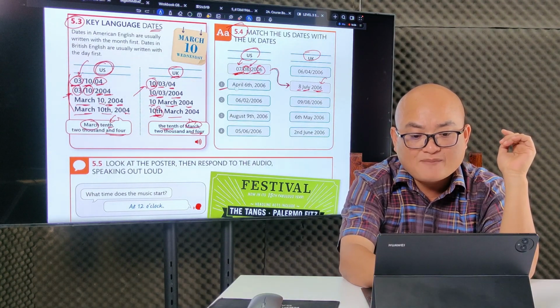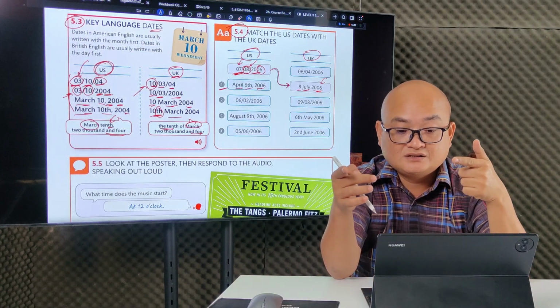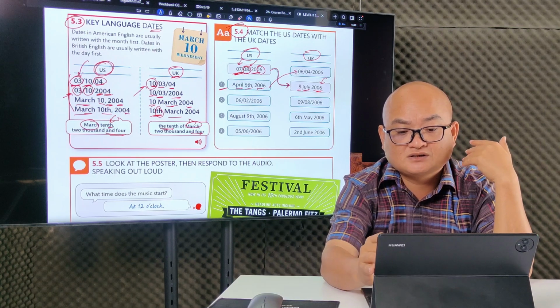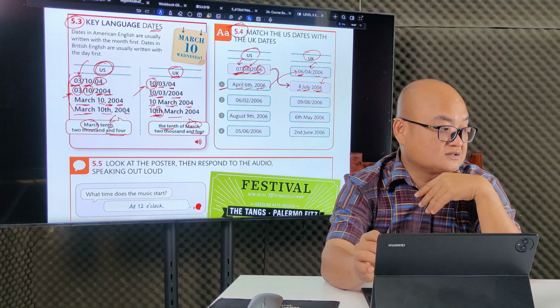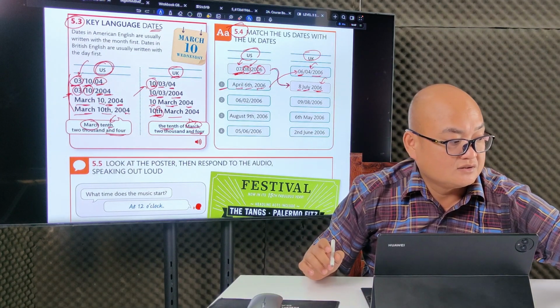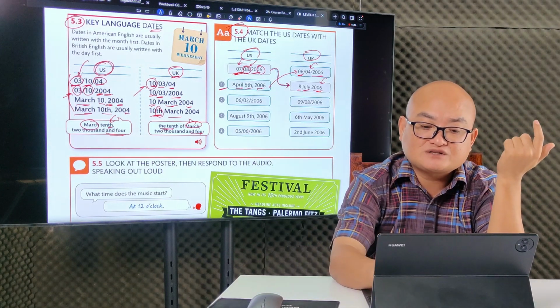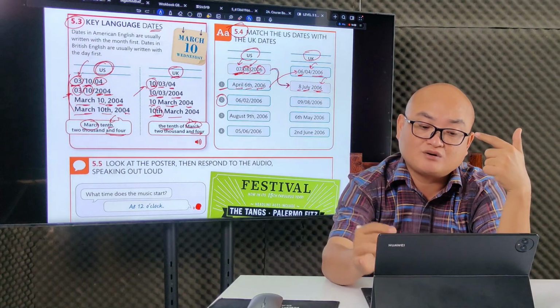And number one, April 6th, 2006. So what are you going to match with? You're going to match with the 6th of April 2006, right? So I'm going to move on to the next one. And let's try this time, okay? This one I will do one more example.